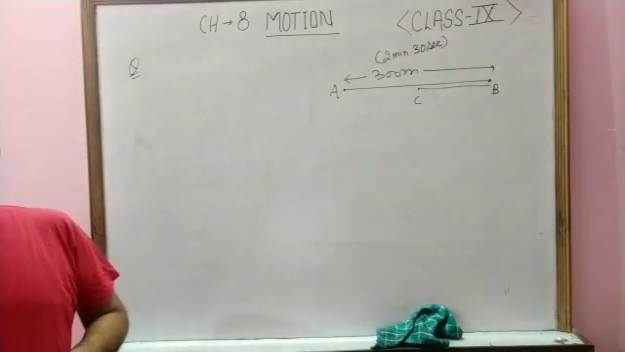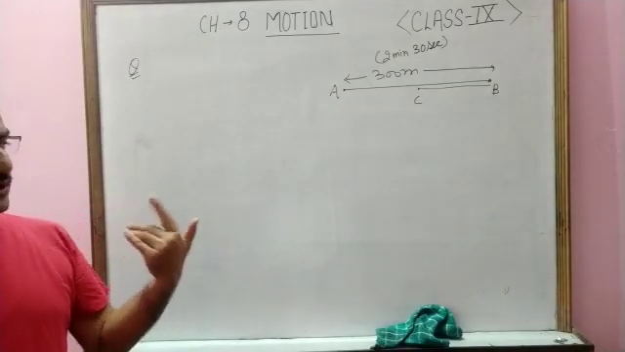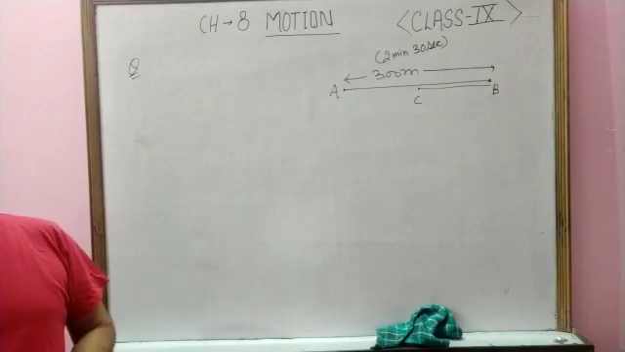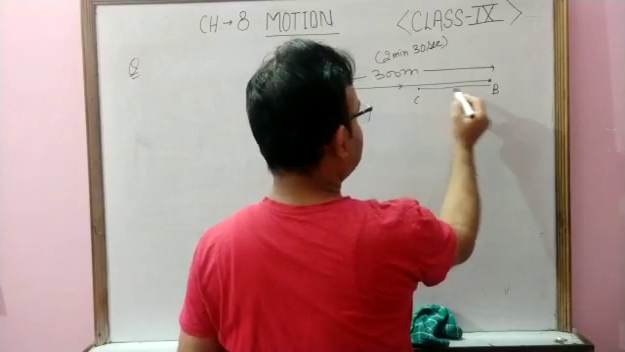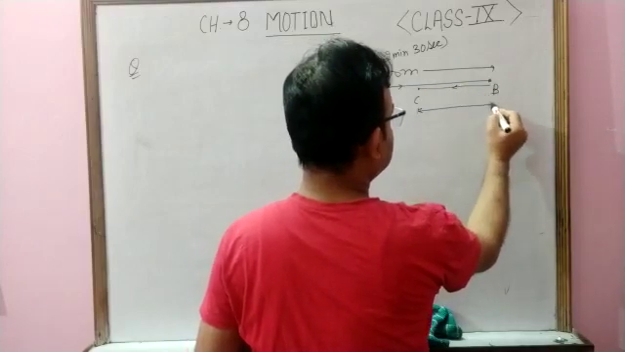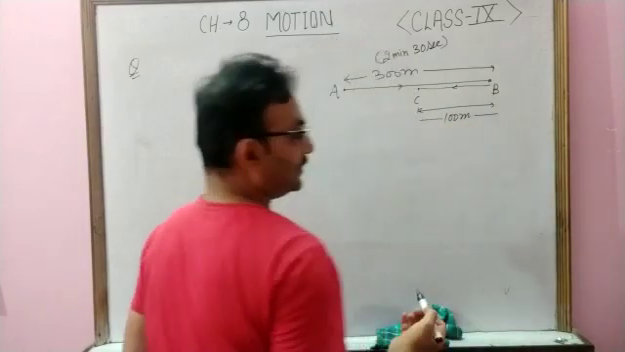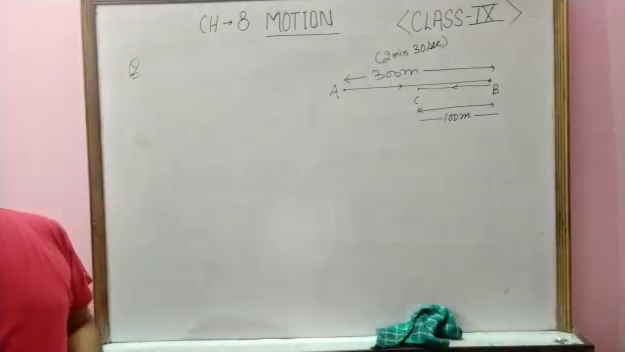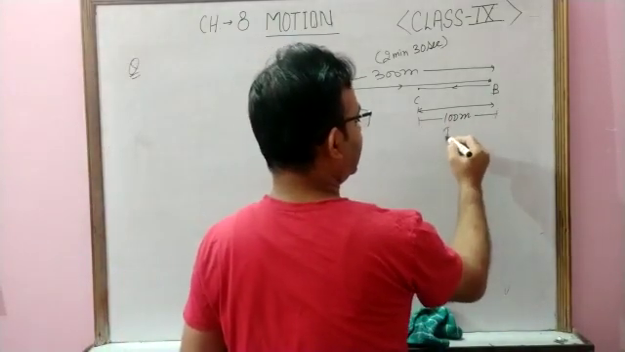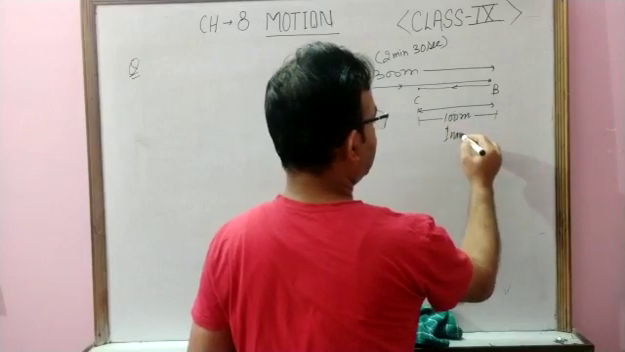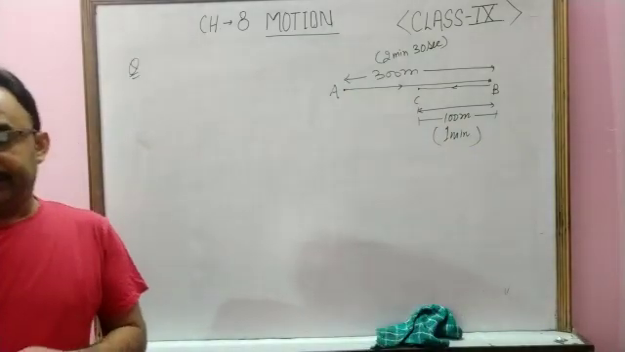Clear? And then he turns around and jogs 100 meters back to point C, in another 1 minute. Is the question clear?